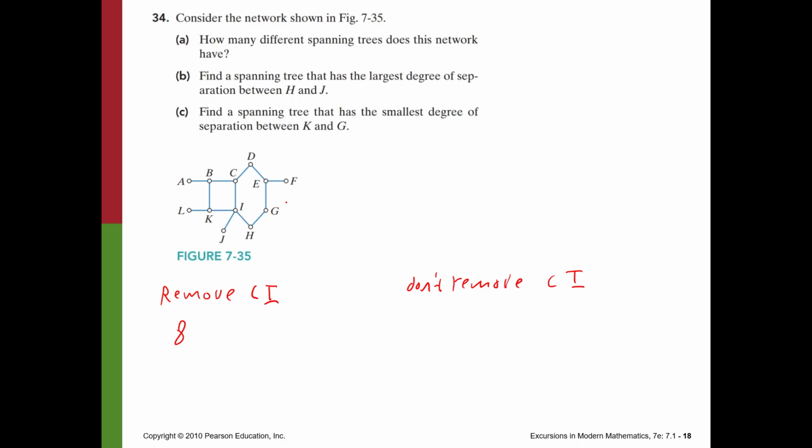Now if we don't remove CI, then we're going to keep CI, and so to break up our circuits, we have to break up this little circuit on the left, we could take out 1, 2, 3. We have 3 choices, and so we have 3 ways to do that, times then to break up this one, and we're not removing CI, we have 1, 2, 3, 4, 5. So we have 3 times 5, which is 15. And so then if you have the 8 plus the 15, then you have 23. So how many different spanning trees does this network have? 23.